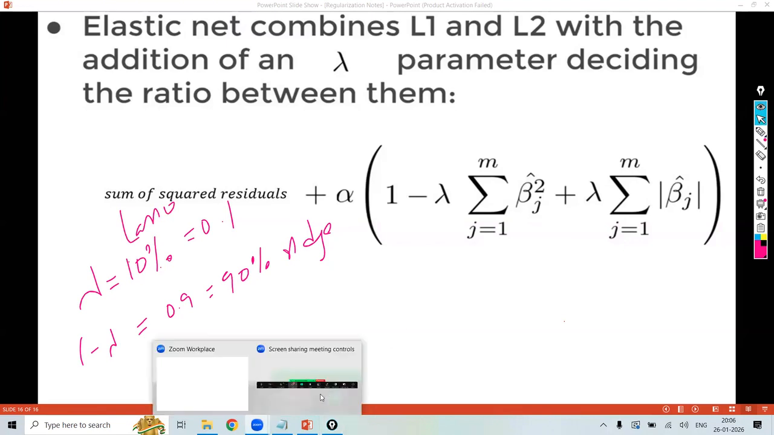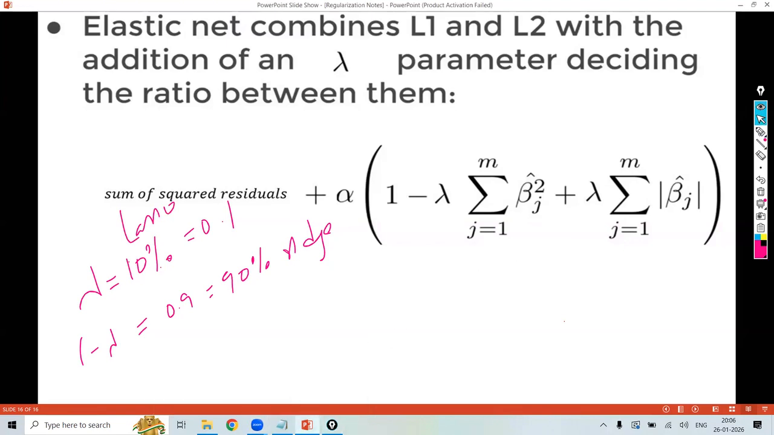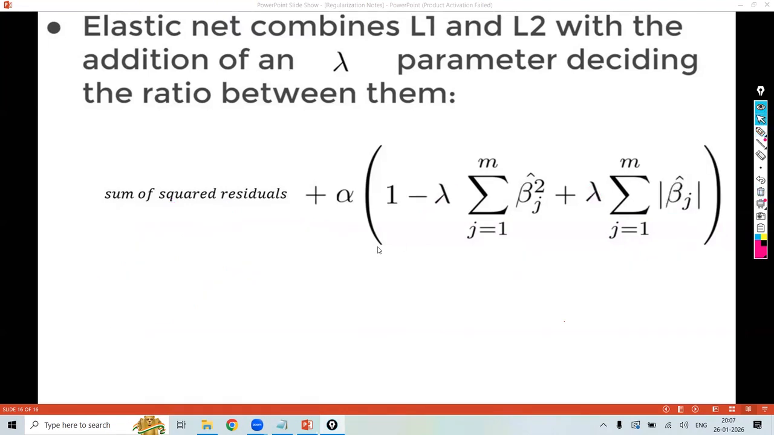Sir, why take the lambda, or why this one? If you don't consider the lambda or this one, assume this is not there. Then what happens? A double penalty will be there. This is 100% of this one, and this is also 100%. Now it is a 200% penalty, right? Point is clear? So that is the reason.